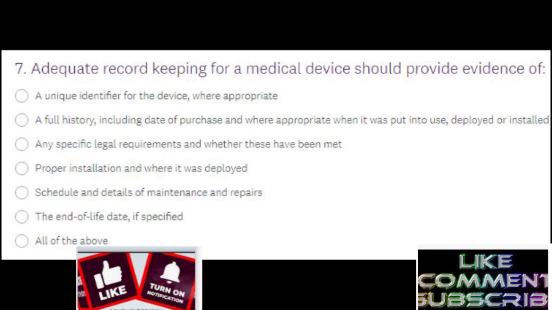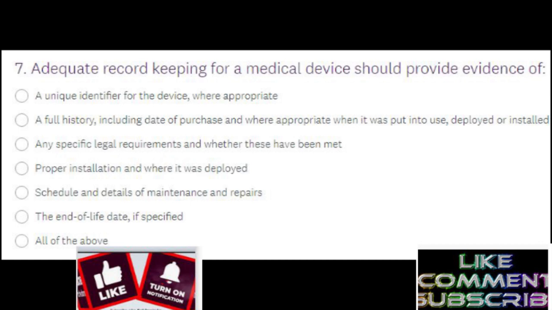Listen to the options correctly because you have quite a number of options and you will have to choose the right one. So the options are: option A, a unique identifier for the device where appropriate. And option B, a full history including date of purchase and where appropriate when it was put into use, deployed or installed. Option C, any specific legal requirements and whether these have been met. Option D, proper installation and where it was deployed.